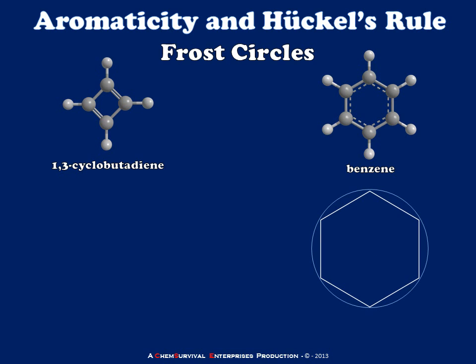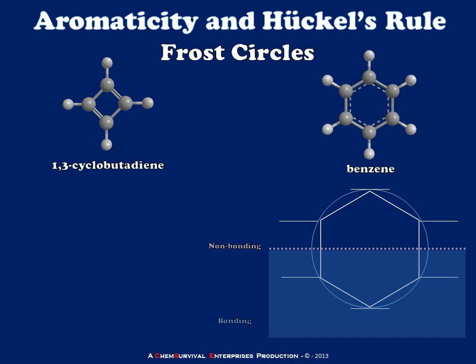Now when I do this, the corners of my polygon represent energies of the molecular orbitals in the pi system for that molecule. A horizontal line bisecting the circle gives me the non-bonding energy. So any molecular orbital below this line would be considered a bonding molecular orbital, whereas any orbital above this line would be an antibonding molecular orbital. And if an orbital should fall directly on the line, we call that a non-bonding orbital.